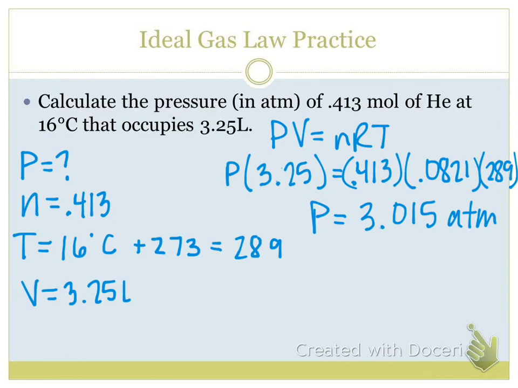I multiplied this whole side together, right? It's N times R times T, right? All of this is a multiplication term. So I multiplied the whole right side, and then I divided out my 3.25 on the left. I got about 0.3015 atmospheres.